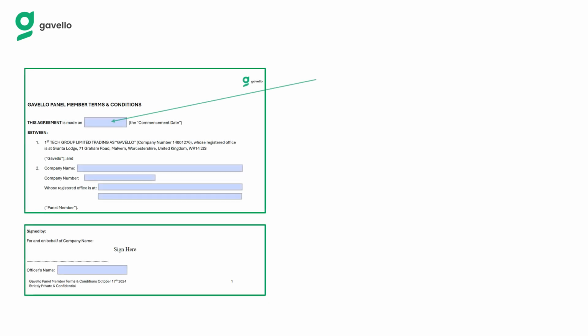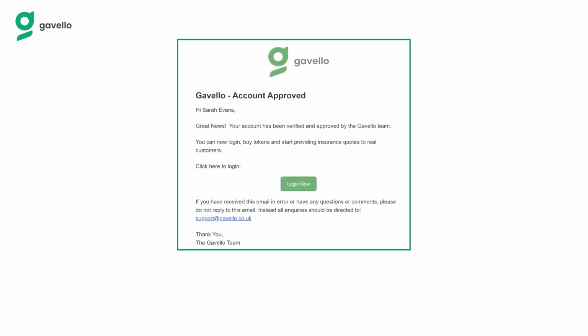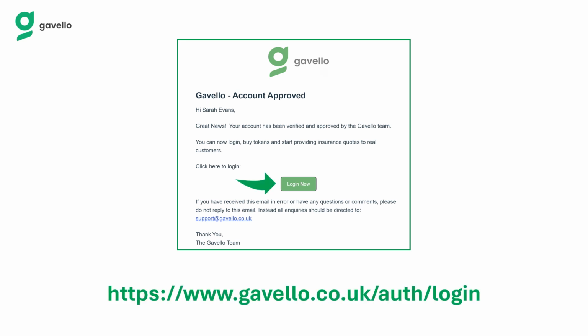Whilst we're validating your details, you'll also receive a separate email telling you how to find our terms of business. You'll need to download these, complete the information on the first page, and sign to confirm that you understand and agree to them. Then you'll need to send the completed document to us on support@govelo.co.uk. Once your application has been approved and we've received your signed copy of our terms of business, we'll let you know by sending you one final confirmation email.